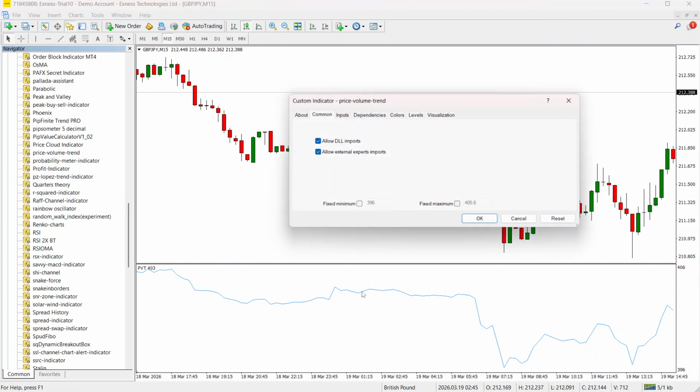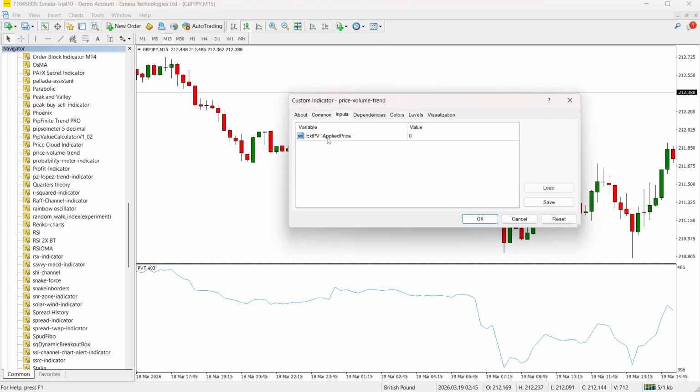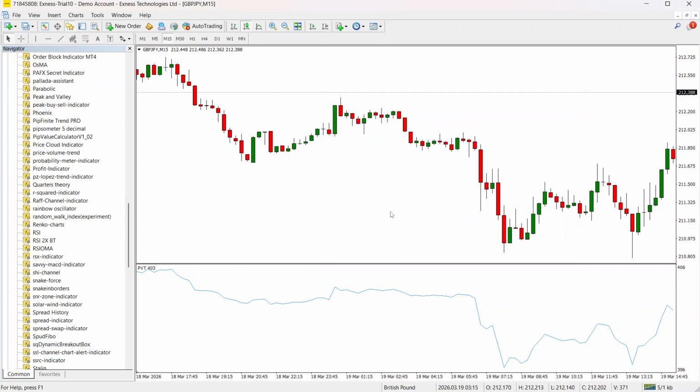If we look at the settings, we have just one, which is the applied price. We also have the color of the line. Now the applied price compares percentage changes in price with percentage changes in volume, effectively merging the two into a single indicator value.